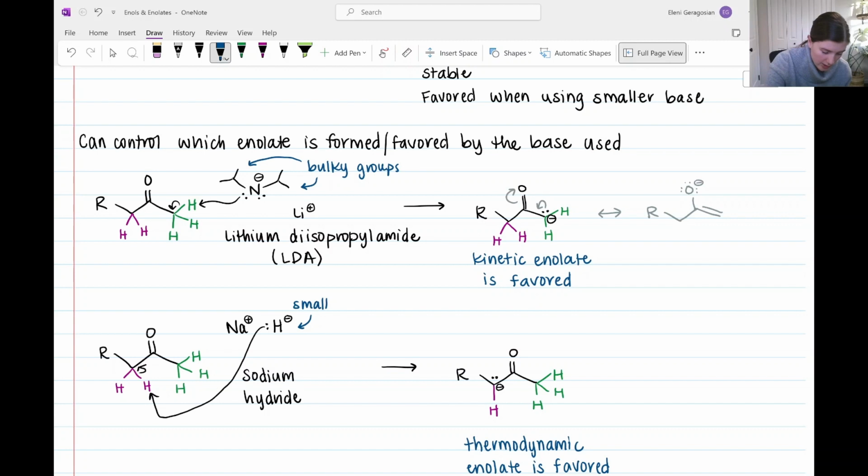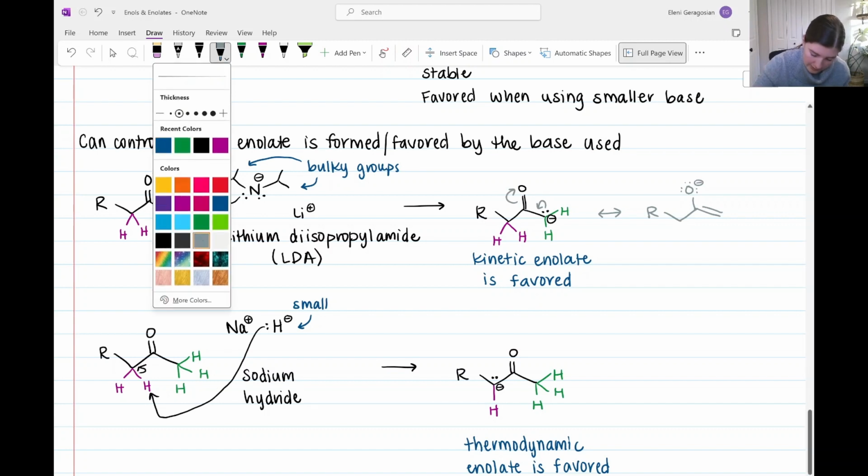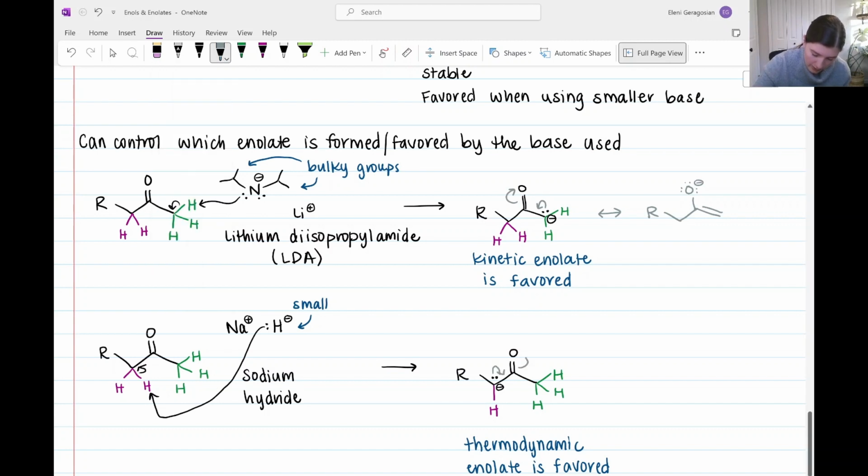Just to be consistent here, I'll draw the resonance structure. We resonate those electrons there. We can show the negative charge owned by the oxygen. We have a double bond here.